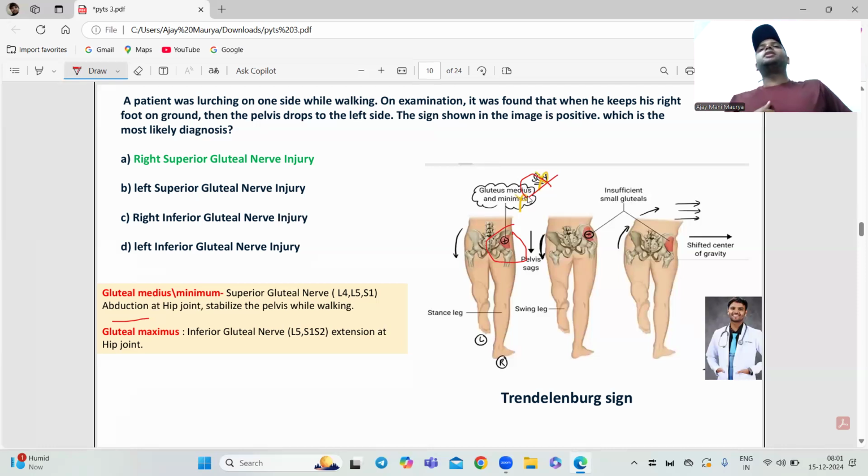The patient will lurch on the same side, like this. And if the patient lurches on this side, he will take support of the opposite side. That's why the patient will lurch this side, like that. That's why it is called a lurching gait. Okay, now remember, guys, this is on the same side only.